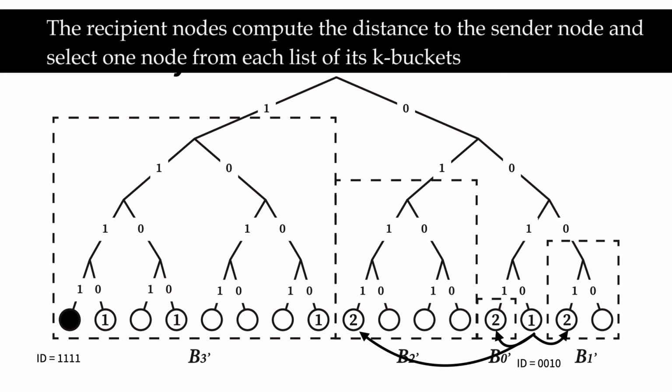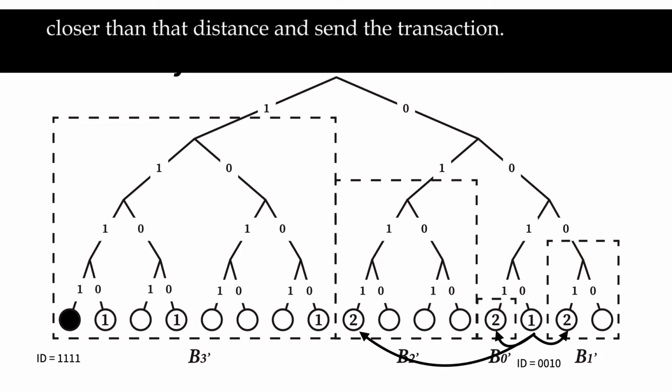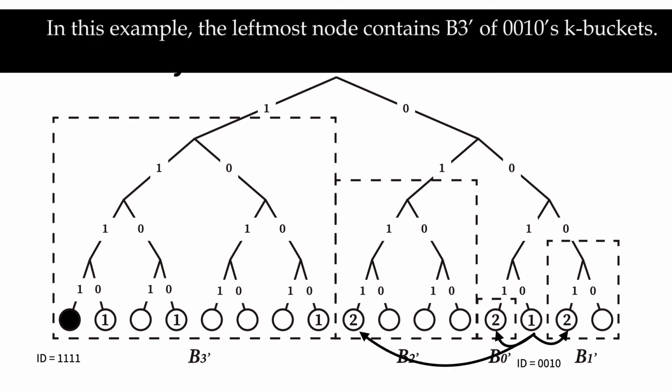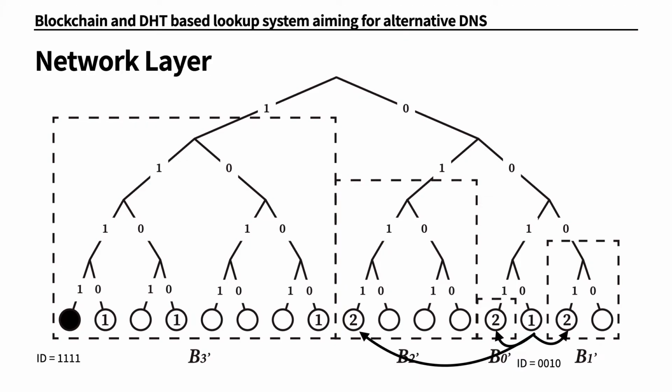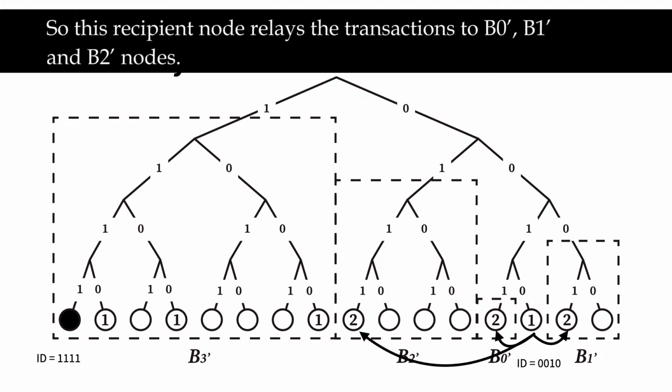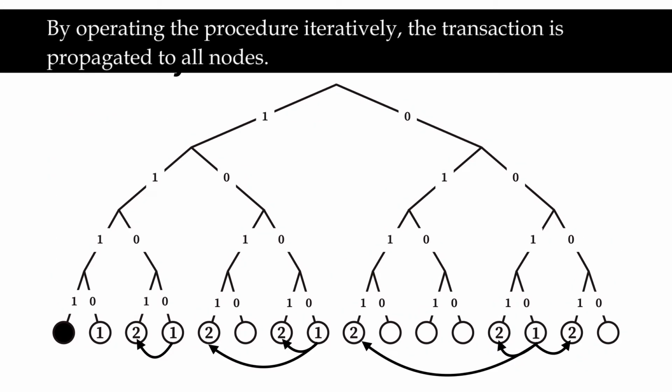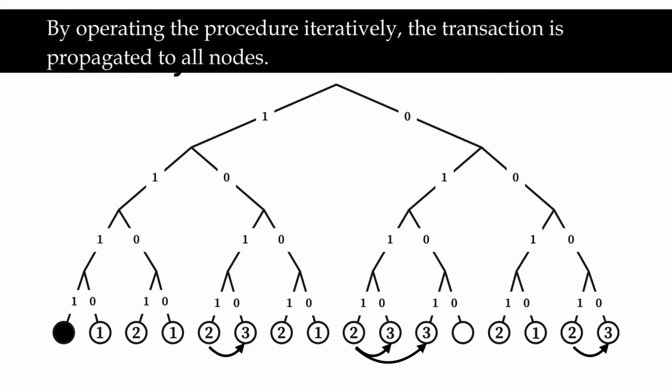The recipient node computes the distance to the sender node, and selects one node from each list of its k-buckets closer than that distance and sends the transaction. In this example, the leftmost node is in B3 of 0010's k-buckets, so this recipient node relays the transaction to B0, B1, and B2 nodes. By operating this procedure iteratively, the transaction is propagated to all nodes.